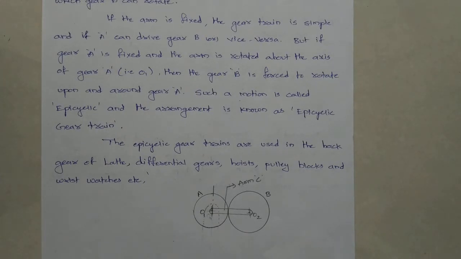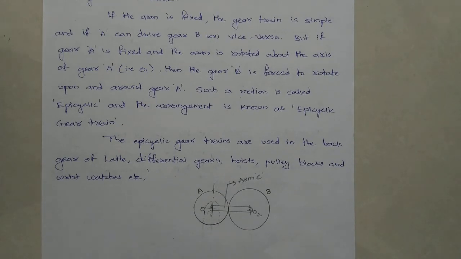This is called an epicyclic gear train. And here we can see a setup. This is gear A and this is gear B, right? And these two gears are connected with a lever, or we can call it an arm, which is indicated with C. So one end of the arm is fixed at the center of gear A at O1 and the other end is fixed at O2, right? So this is the epicyclic gear train.